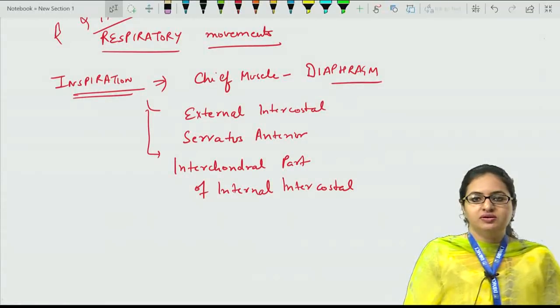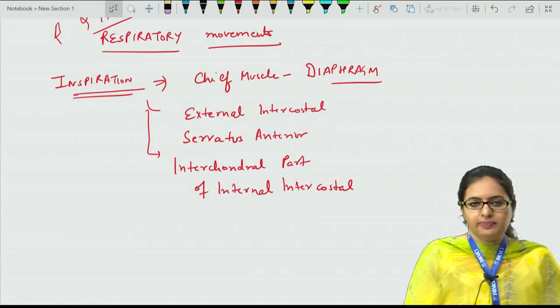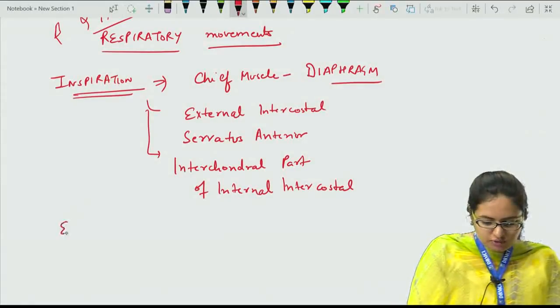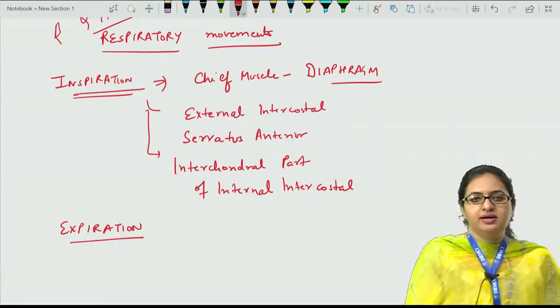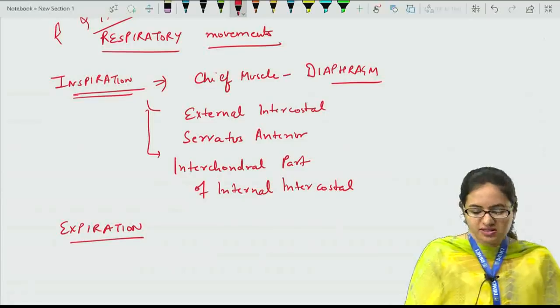Now for the inspiration, the muscles which are acting or helping in the inspiration are elevating the ribs. They help in the elevation of ribs, and the various diameters of the thoracic cavity are increased. When we talk about the expiration, the muscles which help in the expiration help in the depression of the ribs and they decrease the diameters of the thoracic cavity.